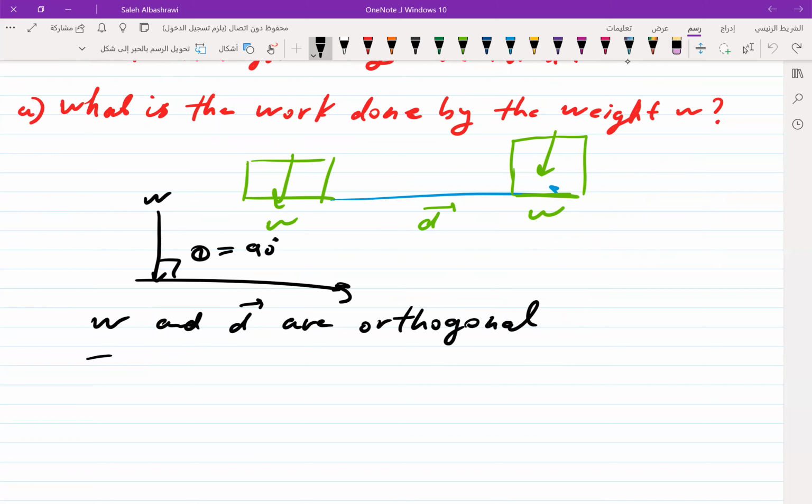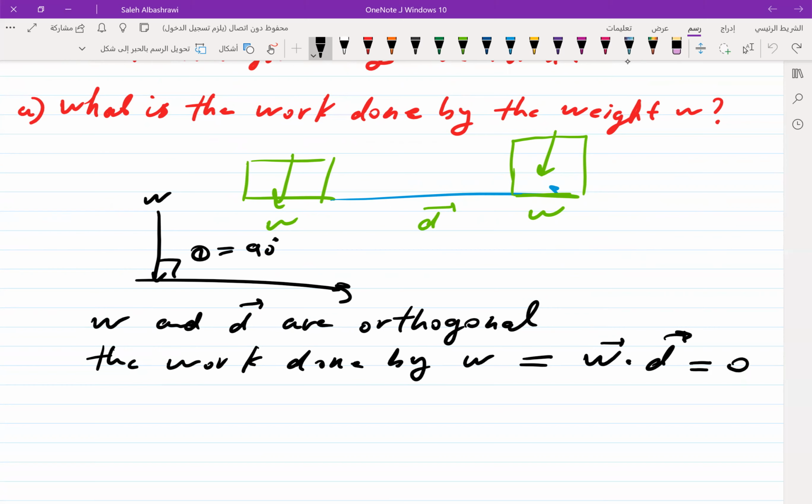So the work done in this case by W is equal to W dot D. But this is equal to 0. There's no work done by the weight. Since they are perpendicular or orthogonal, their dot product equals 0. So the weight makes no work. It has no effect on the energy needed to move the block from one point to another one.